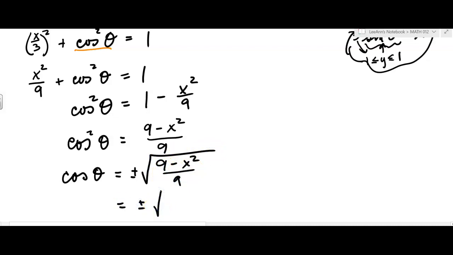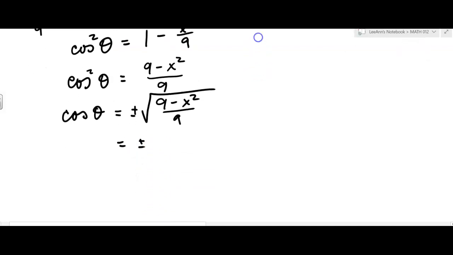Oh, shoot. I drew it too long. Let me slide this up a little bit more. Now remember, I'm actually finding cosine theta. That's what I want to find. The square root of 9 is 3, so I can write it that way. The question is, is it going to be positive or negative?